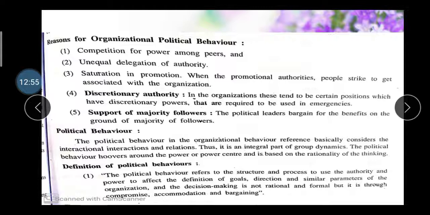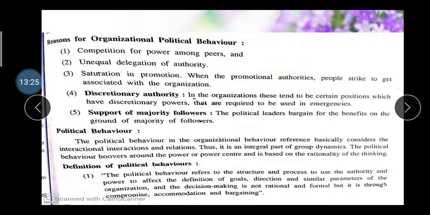Then after, political behavior in organizational behavior is one type of reference that is basically considered as interaction and interconnection with relations. So this is, we can say, the internal part of group dynamics, and political behavior revolves around a power center. So it is based on rational thinking. So, the definition of power and political behavior in the organization.